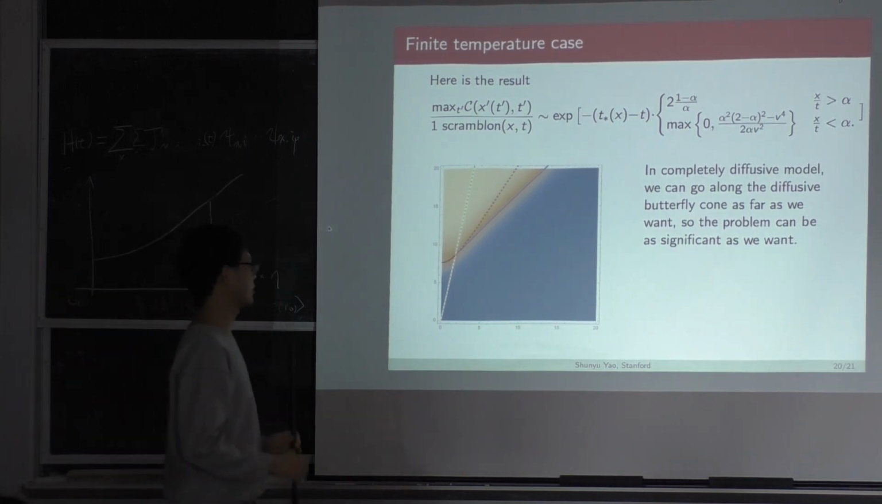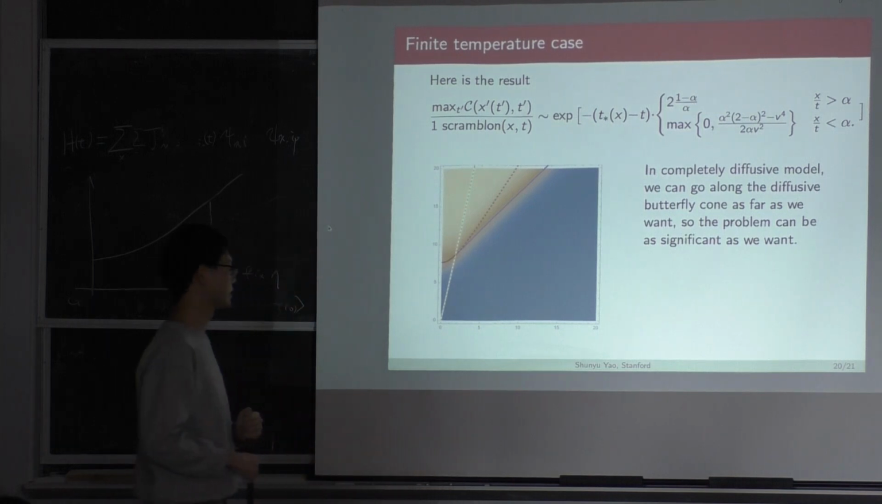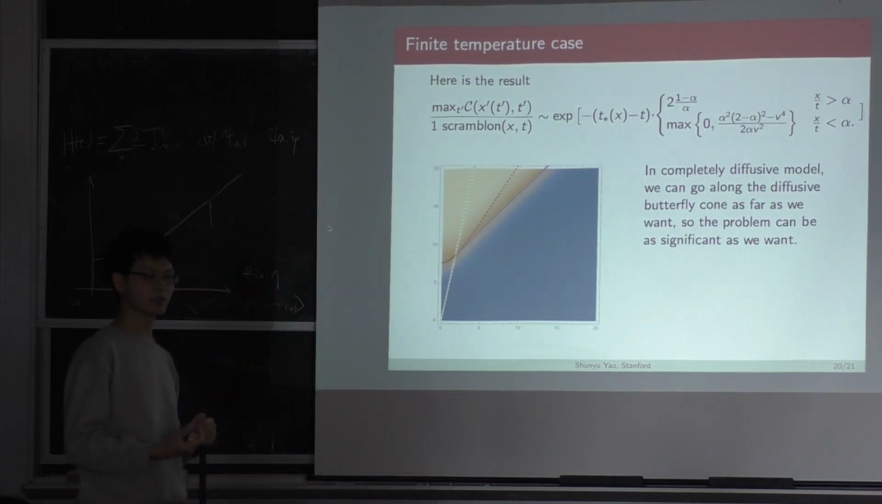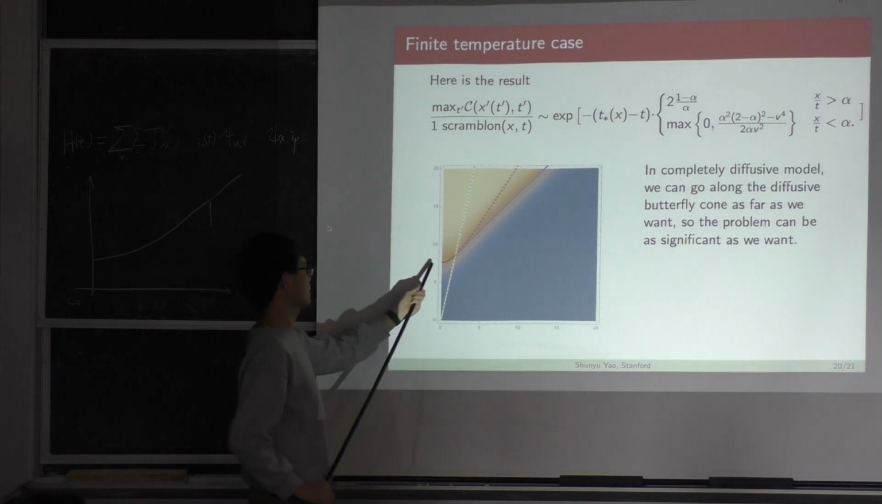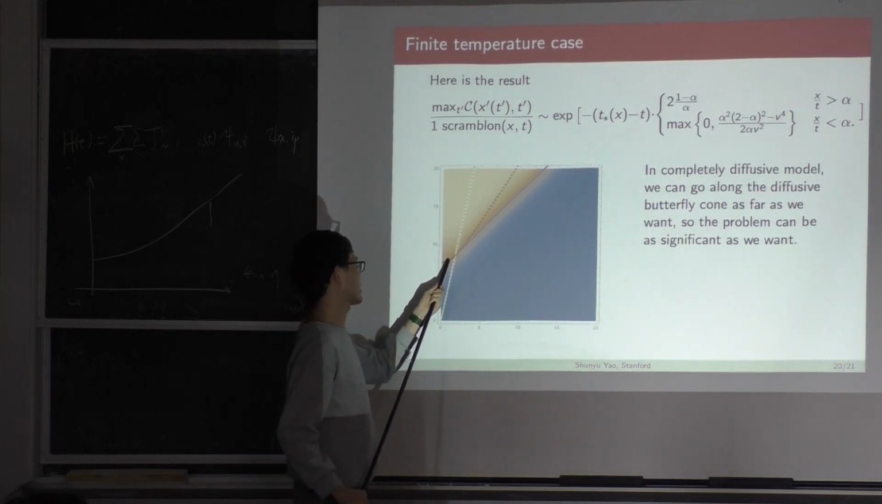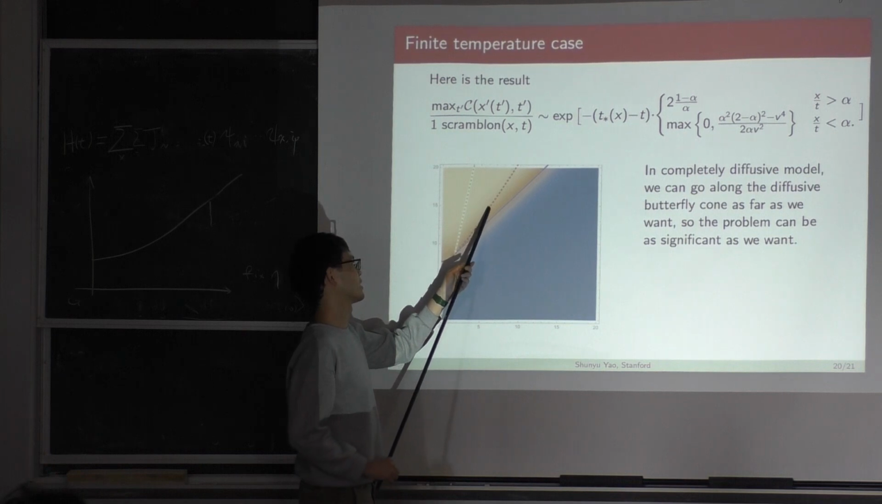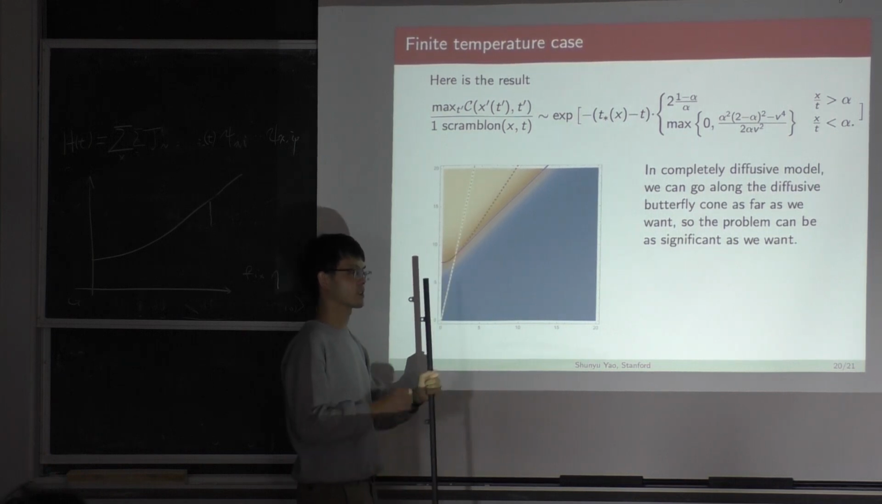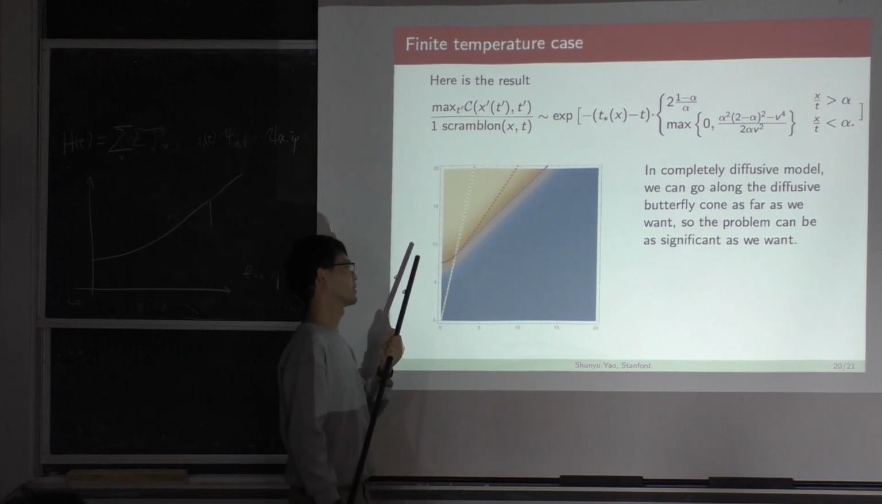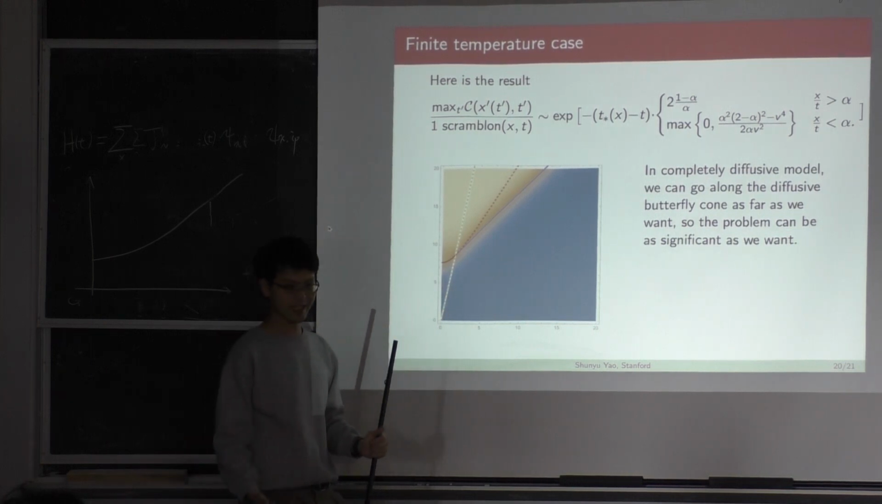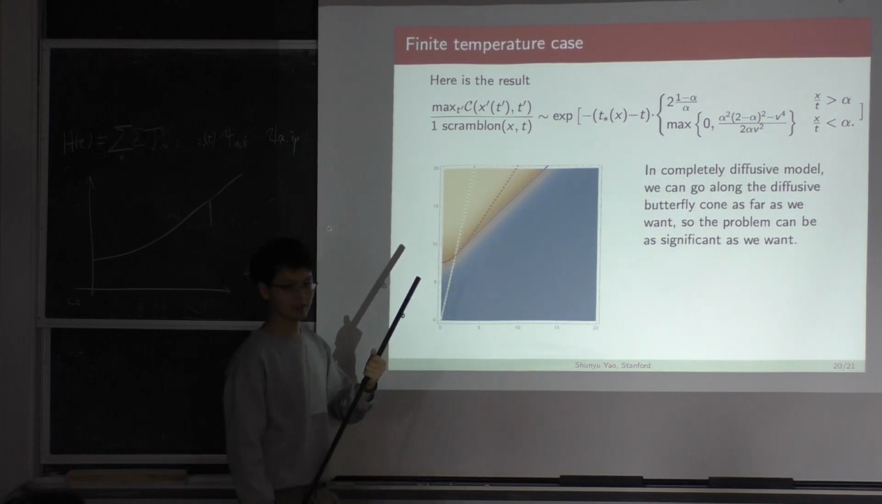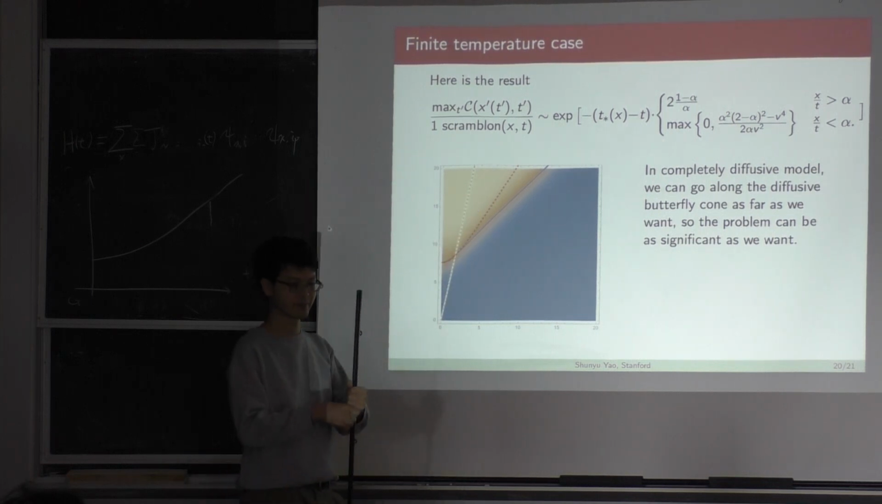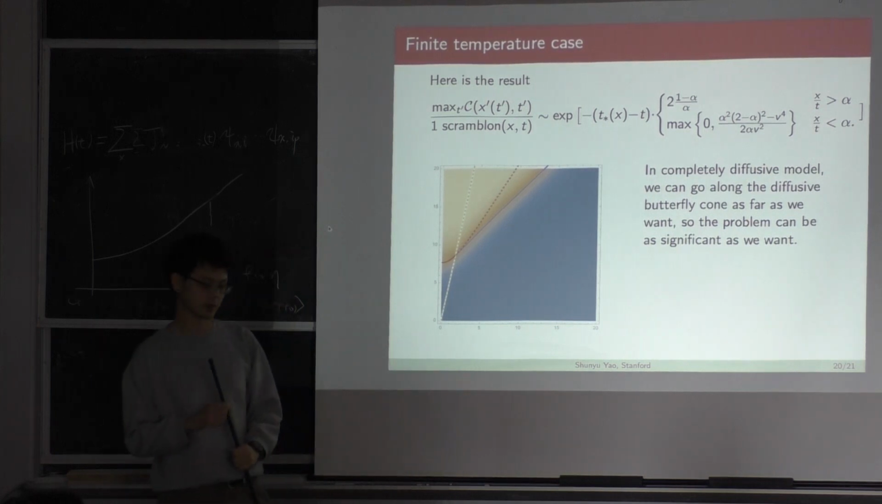So let's also unpack this formula a little bit. In the completely diffusive model, by which I mean a model that is always dominated by the saddle point, like the Brownian chain we just talked about, what happens is you go along this diffusive butterfly cone, which is this red line. You go far and far and far, and the correction becomes more and more significant. And no matter what tolerance you set, as long as you go far enough along this diffusive light cone, you will not be able to tolerate that error anymore.